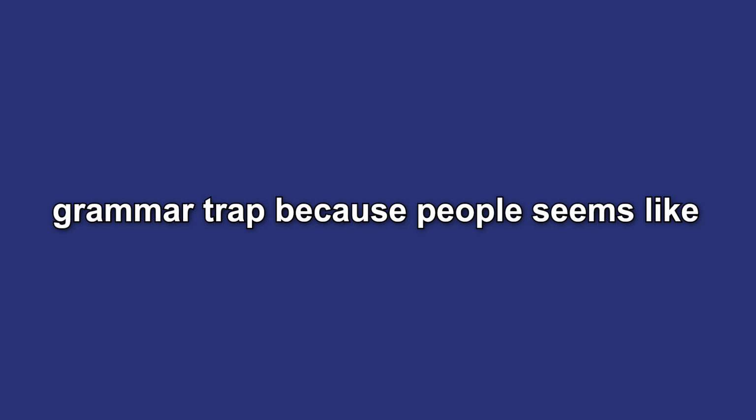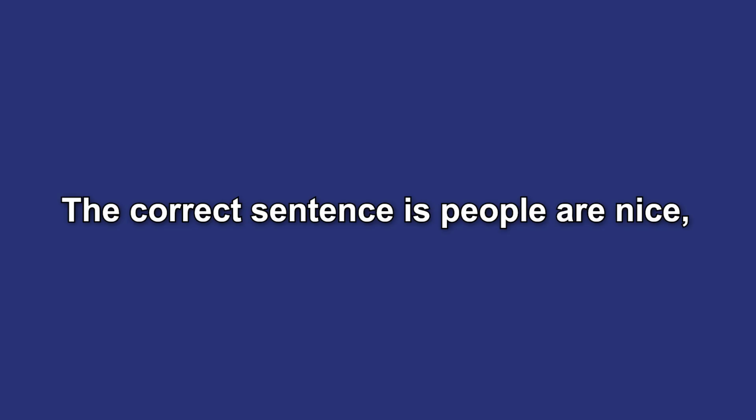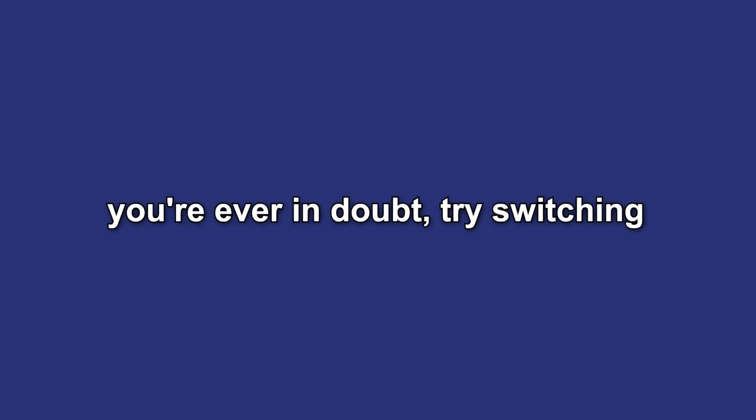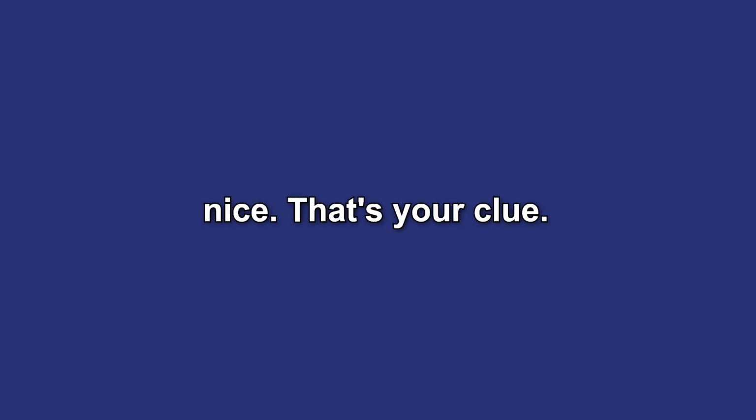Next, "people is." This is a grammar trap because people seems like one word, but it's actually plural. The correct sentence is, "people are nice," not "people is nice." If you're ever in doubt, try switching people with a word like they and see what verb you'd use. "They are nice." That's your clue.